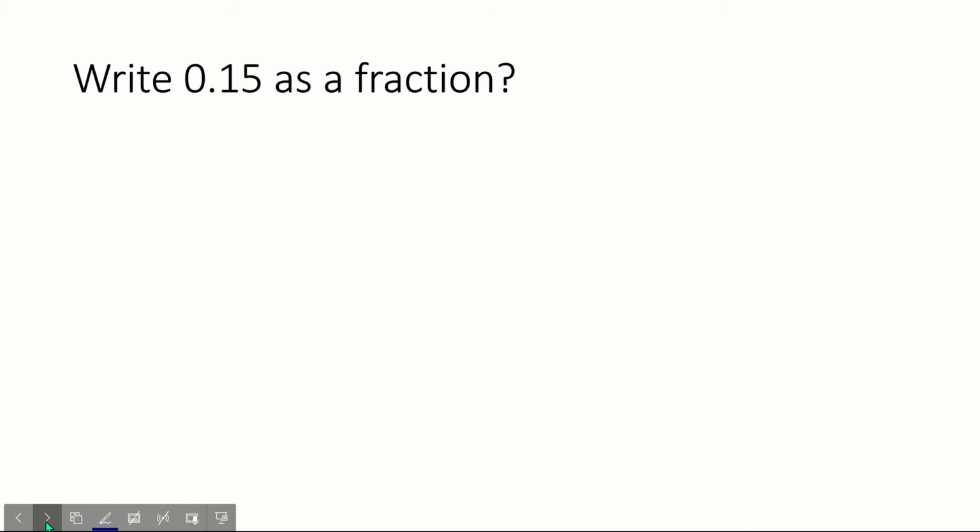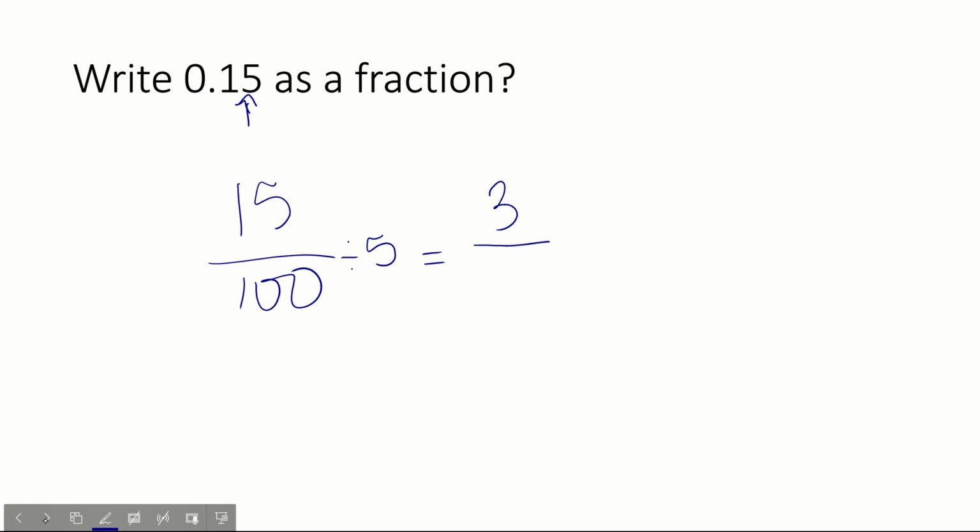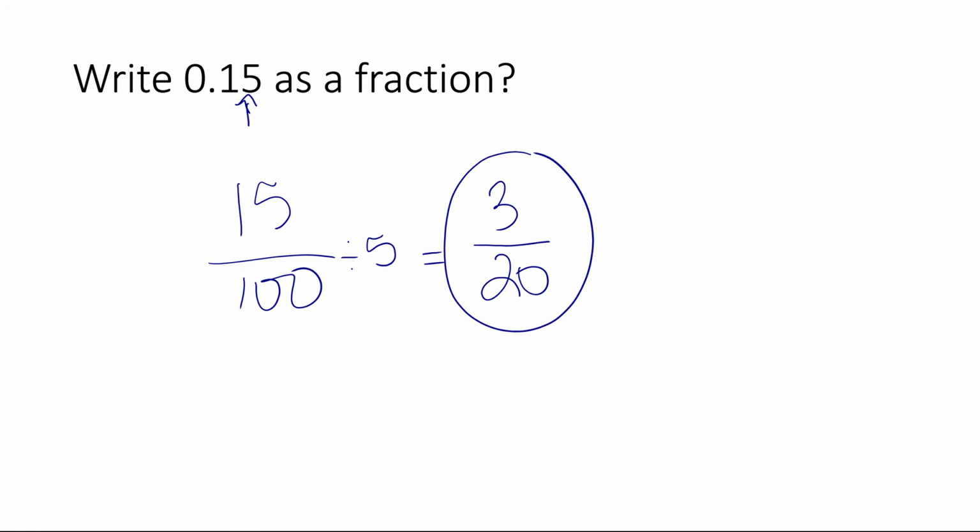All right, to solve this, we're going to look at place value. 5 is in the hundredth place. So we put 15 over 100. We look to see if there's any way we can simplify. I can divide both by 5. 15 divided by 5 is 3. 100 divided by 5 is 20. There's no common factors for 3 and 20. So 3/20ths is our final answer.